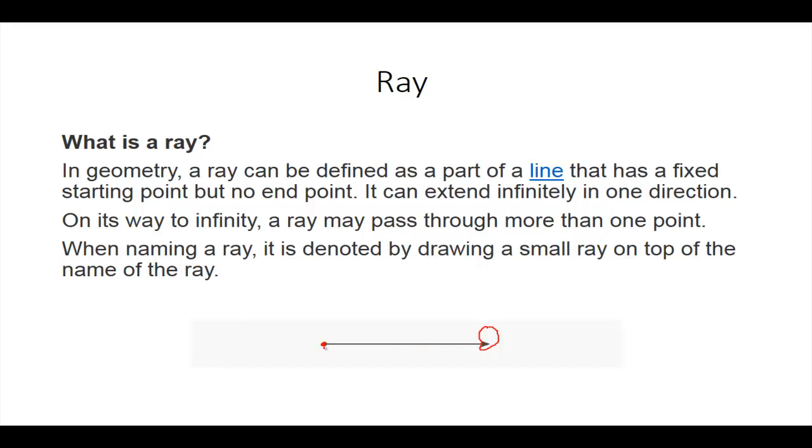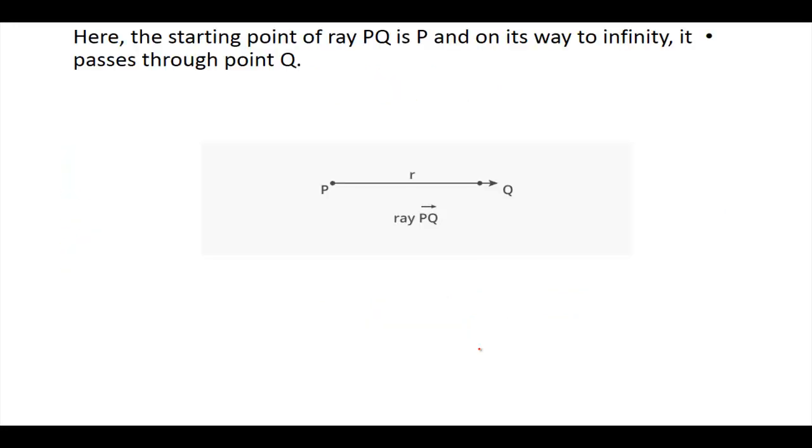So again, it has a starting point, so we start from a point like the line segment. But the difference between the line segment and the ray is that the line segment has a starting point and also an ending point. But the ray has a starting point like the line segment, but it has no ending point. So here we have an arrow to represent that we don't have any ending point.